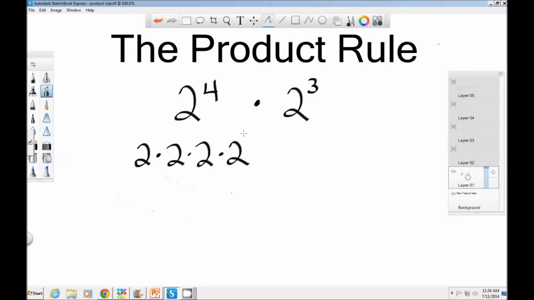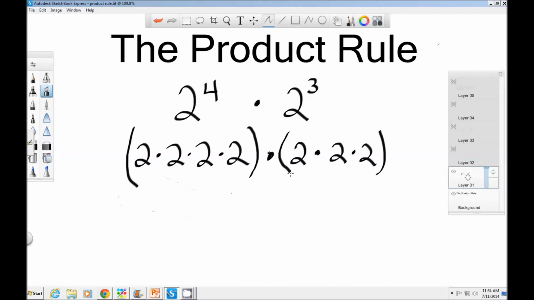I'm going to put parentheses around this to point out this is our 2 to the 4th power. We're going to multiply that by 2 to the 3rd power, which is 3 2's in a multiplication problem. We'll put parentheses around those. How many 2's are we really multiplying all together? We have 4 in the front and 3 in the back. That's 7 2's. Our exponent's 7 and our base is 2 because it's the same number all the way across.